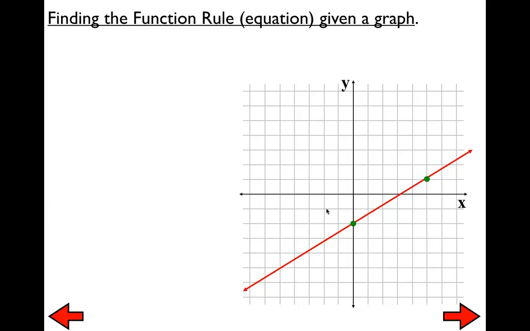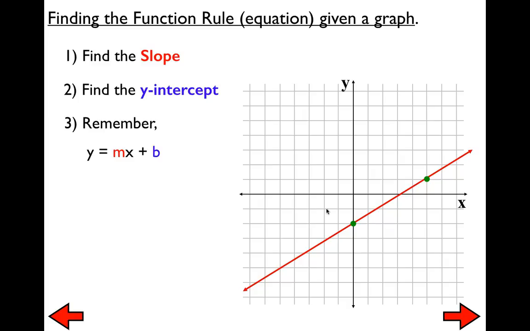If you're trying to find the function rule, which is essentially the linear equation of this graph, what you're going to do first is find the slope and then find your y-intercept so that you can put it into your equation of y equals mx plus b. So, got to make sure we remember slope-intercept form, y equals mx plus b. So I need to find m.